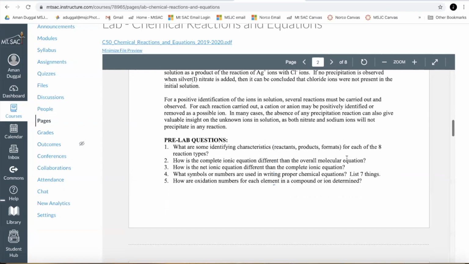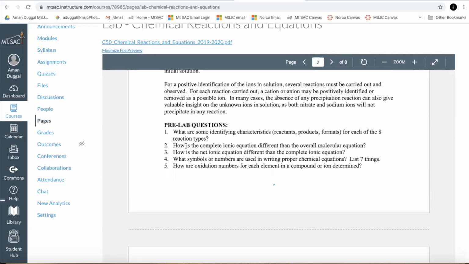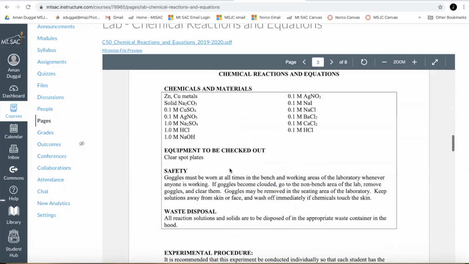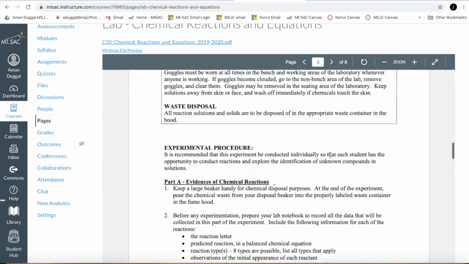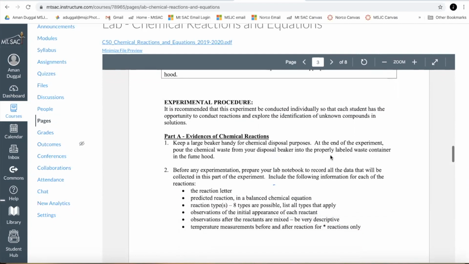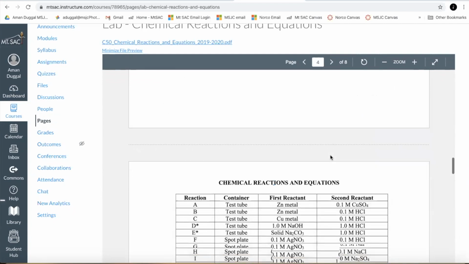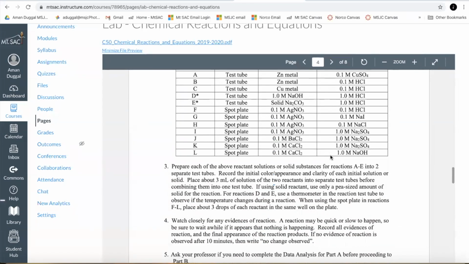So this lab has pre-lab questions. You want to answer those pre-lab questions, and then you guys also have the procedure written here, so you'll have to summarize that too. So guys, in your lab notebook, you're going to be writing the pre-lab, answering pre-lab questions and then summarizing the procedure. That is what is going to be due on this Wednesday.